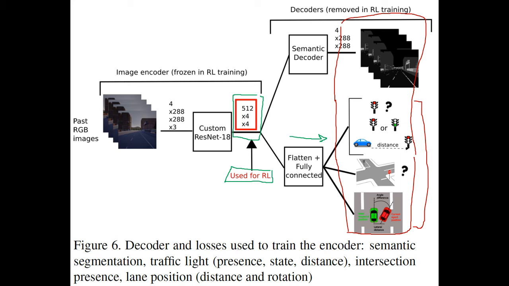Another advantage is that you have a compact representation, so you can see already the size over there. It's way easier to store that in a replay buffer as opposed to storing a full image.